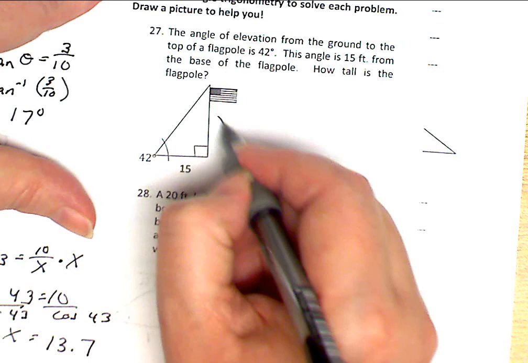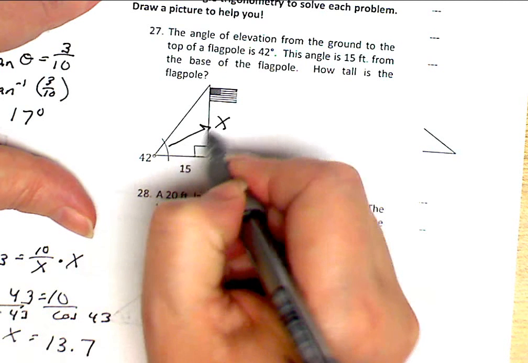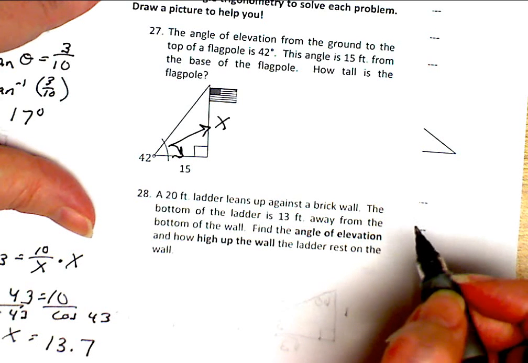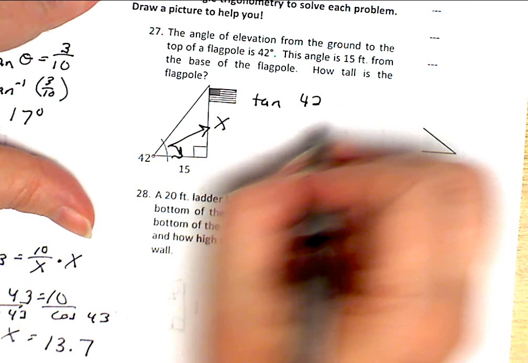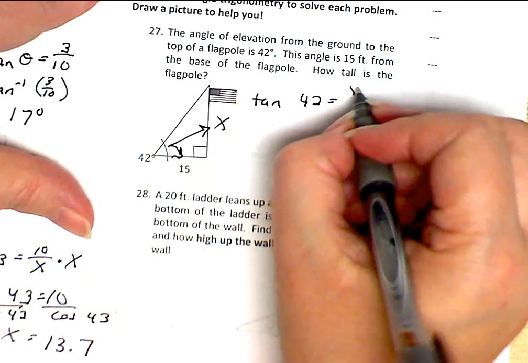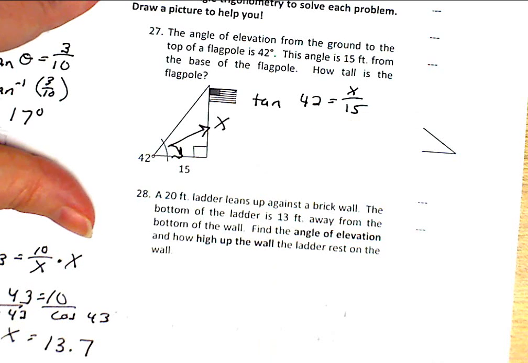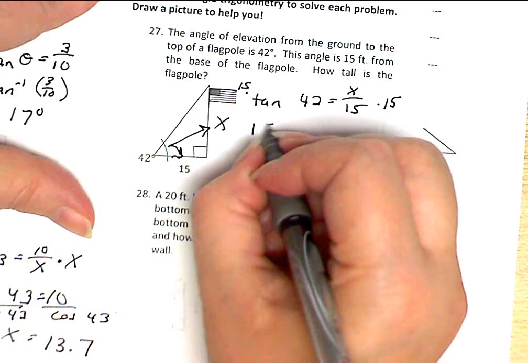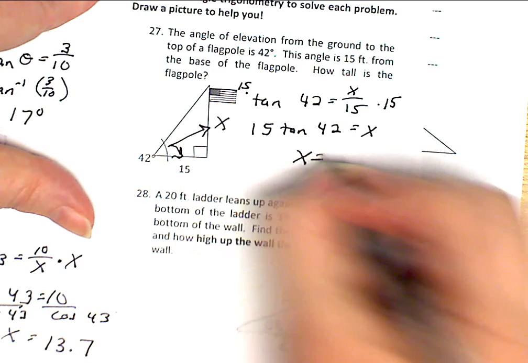So we have opposite and we have adjacent. What is opposite and adjacent? Tangent. So we have tangent of 42 is equal to opposite of x over adjacent, 15. How can I get x by itself? Times by 15. So in your calculator, you're going to go 15 tan of 42 is equal to x. So x is 13.5.